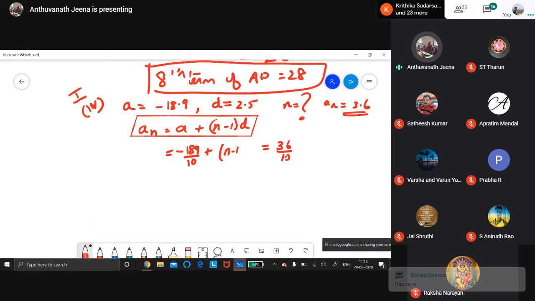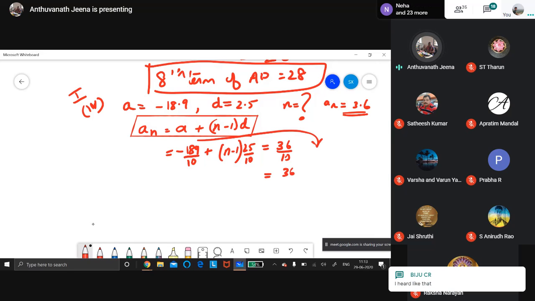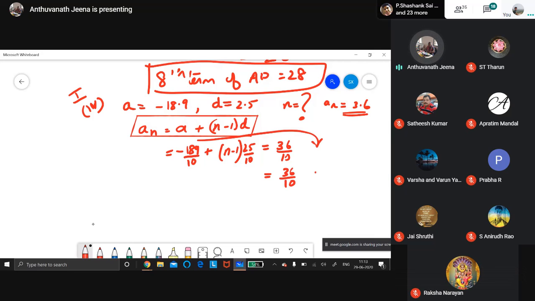I don't know what N is. N minus 1 into D. D will be 25 by 10, I will put. I'll make it a fraction. That means divided by 10. It is easy for me to do. Then what will I do? I will bring this side. 36 by 10 is already there. And this minus 189 will become plus 189 by 10.